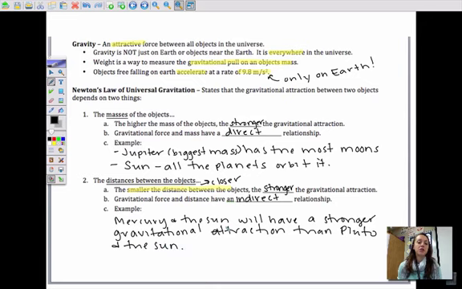After you watch this video, you should get an independent practice about Newton's law of universal gravitation. Hopefully you'll finish this in class so then we can move on to the next thing.